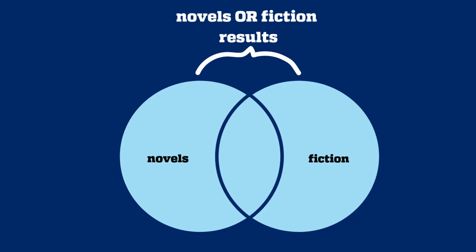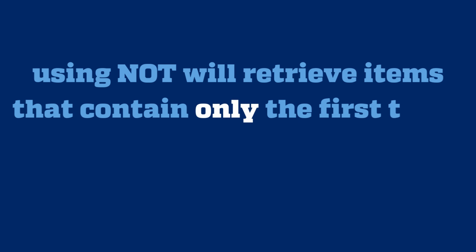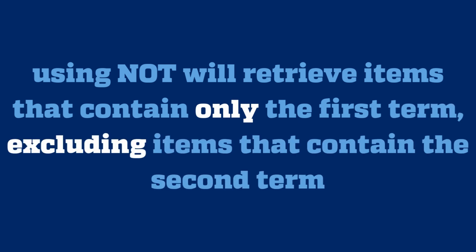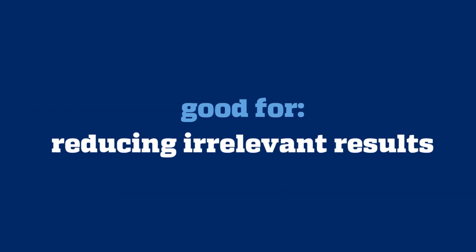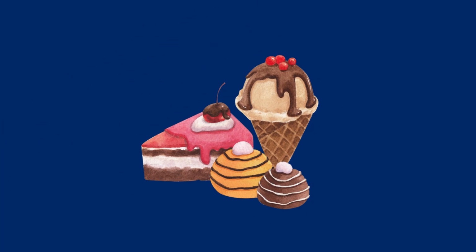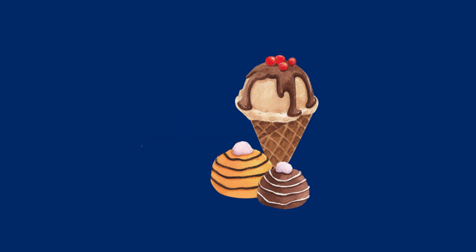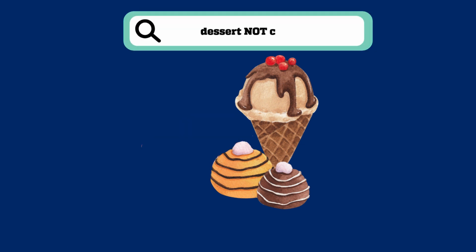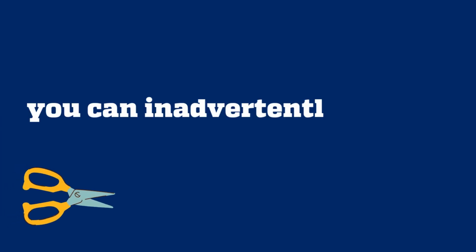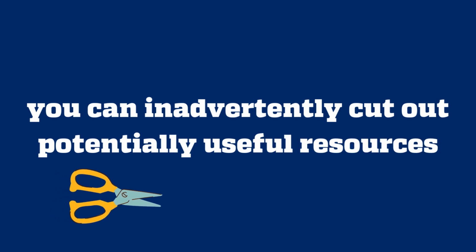The third connecting term is not. Using not to connect terms retrieves items that contain only the first term, excluding items that contain the second term. This can be helpful for reducing irrelevant results. So if you're researching desserts but don't want anything about cake, you can search dessert, not cake. Just be careful not to overuse not, because you can inadvertently cut out potentially useful resources.